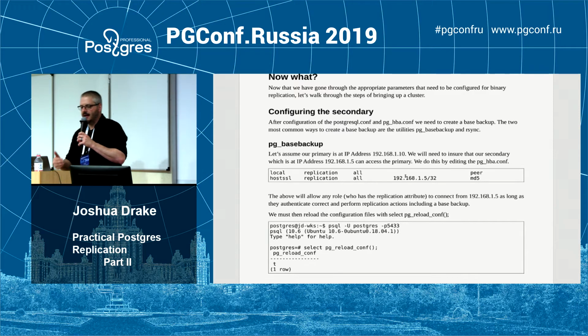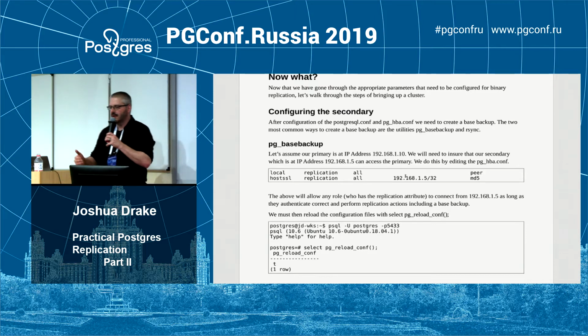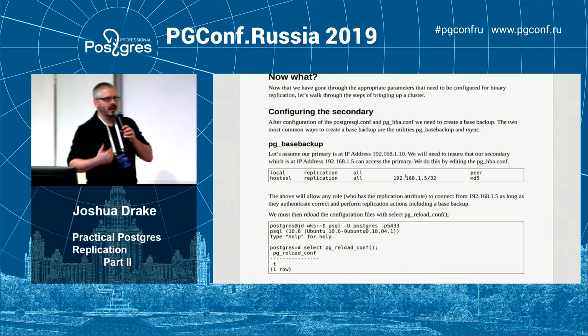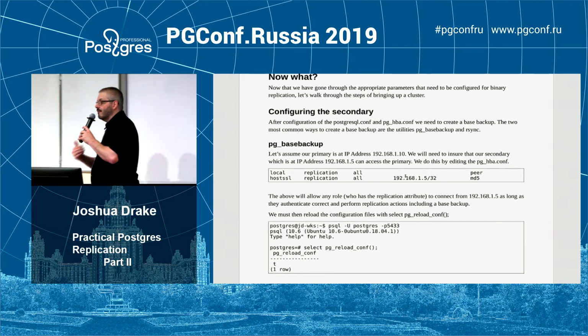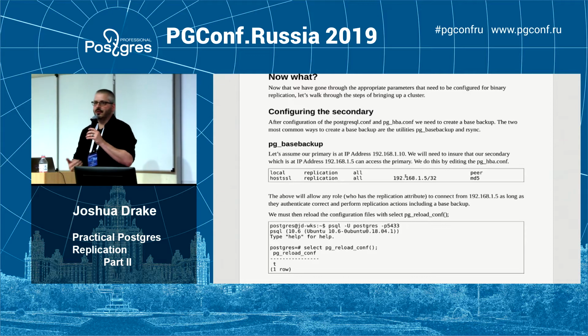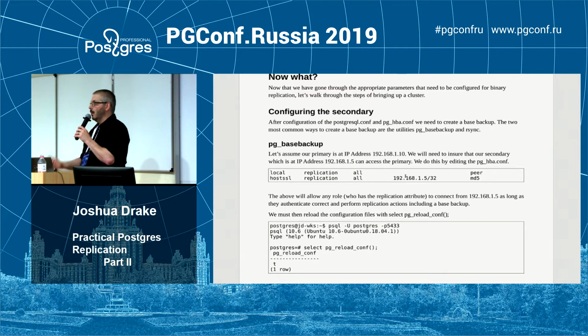We do this by editing the pg_hba.conf. As you can see here, we've got local replication all peer, host ssl replication all 192.168.1.5 md5. I am opening up Postgres to allow connections from .5 and .5 only. Now keep in mind this is an IP/CIDR address, so it doesn't have to be a single IP. You could open it up to a whole network just by changing the netmask. I'm just keeping it simple.